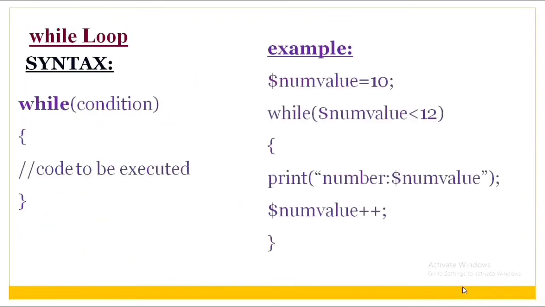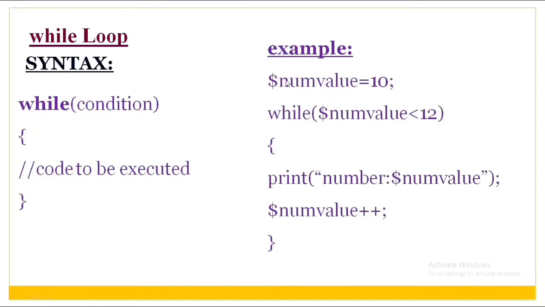Next, while loop. While loop loops through a block of code as long as the condition specified in the while statement evaluates to true. Okay, the syntax is while condition. While loop is open, code to be executed. This block is used to write the statements and then the while condition is closed.